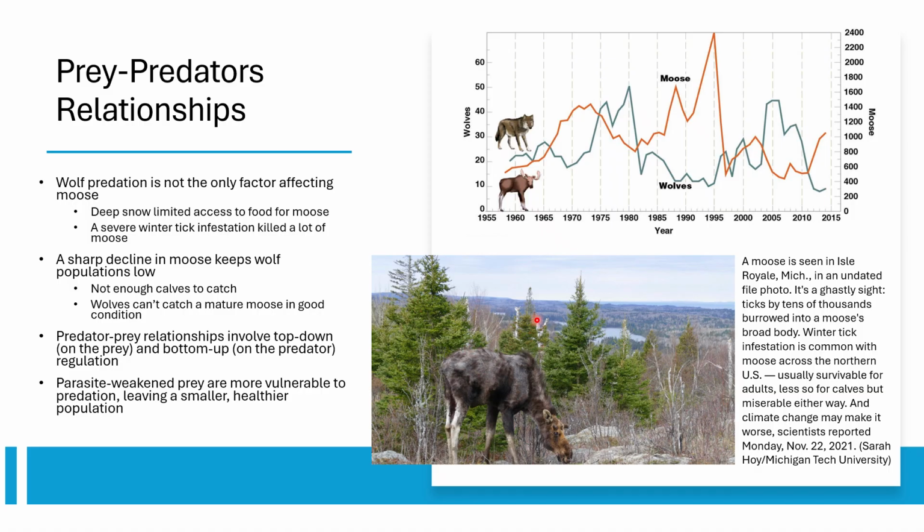So it's really very interesting. Here the moose has two top-down types of regulation, and then a bottom-up type of regulation with access to food. And then when you have a lot of infection, a lot of ticks, other parasites can come in and further impact the population of moose.